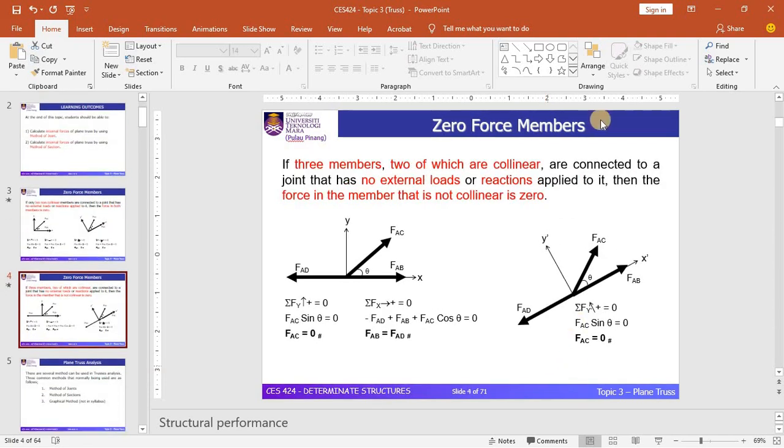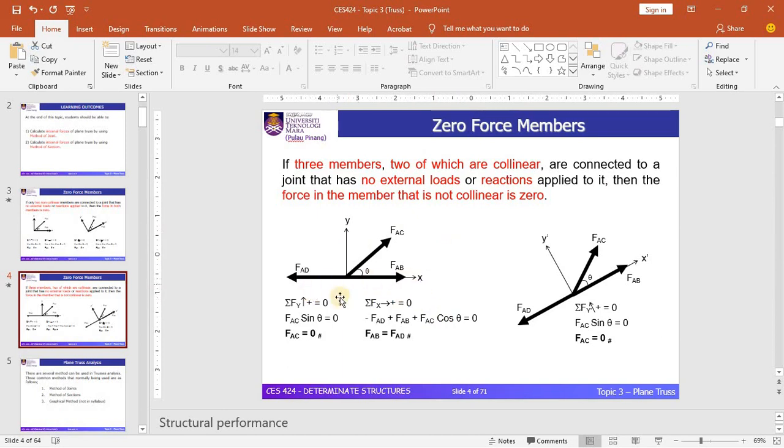There is another situation where you can get zero force members. Let's see in detail. If three members, two of which are collinear, are connected to a joint that has no external loads or reactions applied to it, then the force in the member that is not collinear is zero. Let's look at this particular diagram.